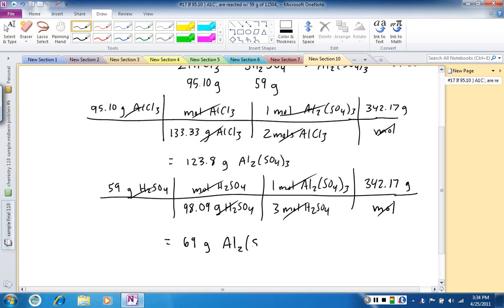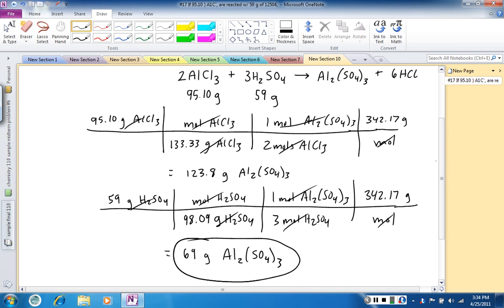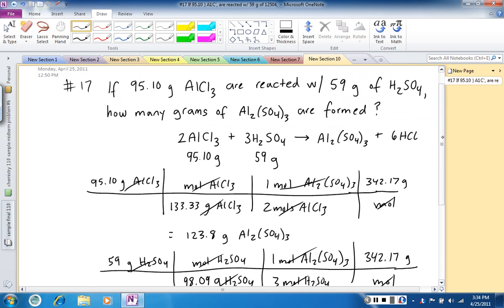Now either way you're going to be doing about the same amount of calculations. It's just a matter of what you're more comfortable with, how you do it. So this here is the reactant method. No, this is the product method, excuse me. The reactant method was the first one we did, and this is number 17 on the sample final.